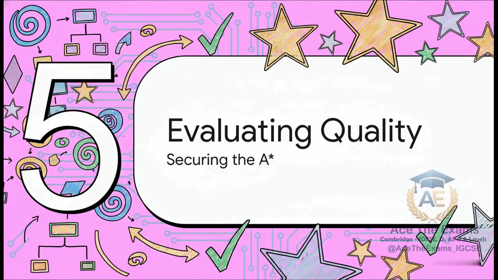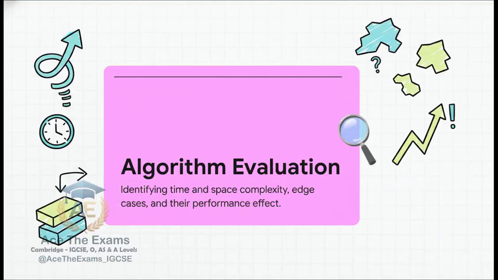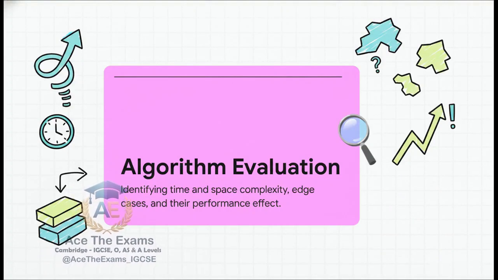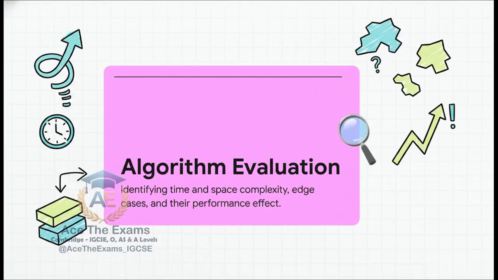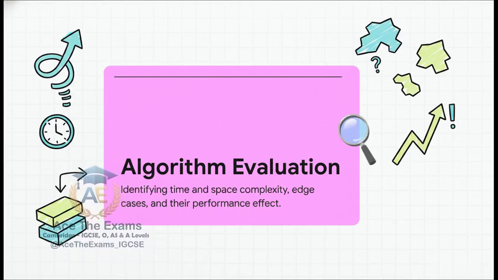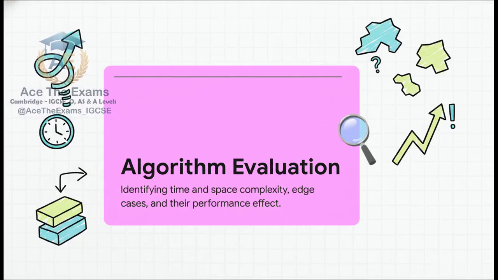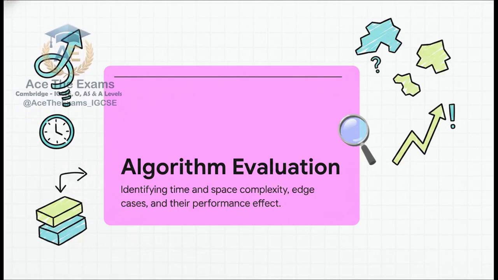Finally, Section 5, evaluating algorithm quality. When a question asks you to critically evaluate an algorithm's quality, they are not looking for a vague opinion. They are looking for highly specific technical metrics. You absolutely must identify the time complexity, meaning how long does this take to run as the data volume increases. You also need to identify the space complexity. How much memory is it consuming? You must address those edge cases we just hammered home, and crucially, you have to explain their direct effect on overall performance. This is what evidence-based reasoning actually looks like in practice.